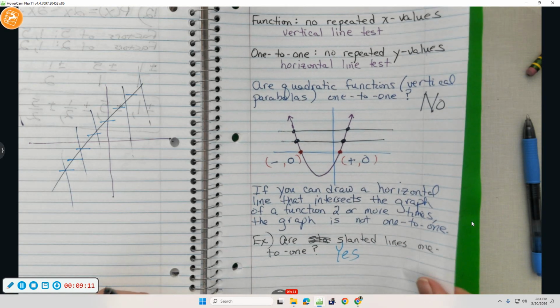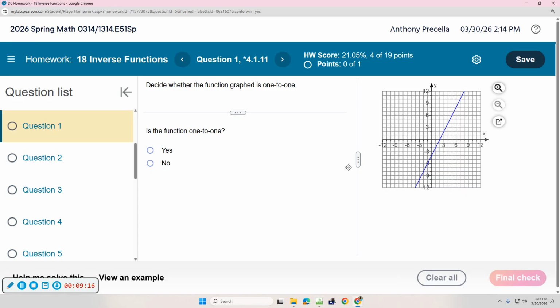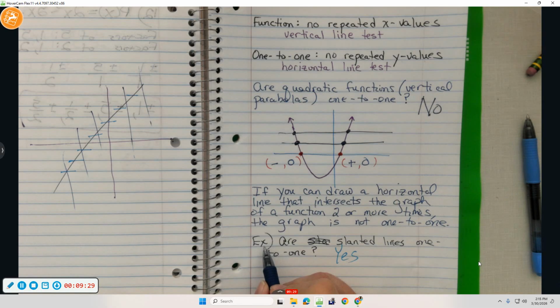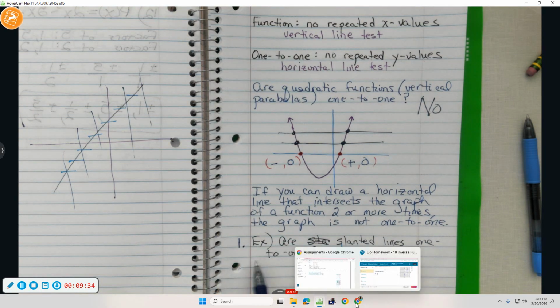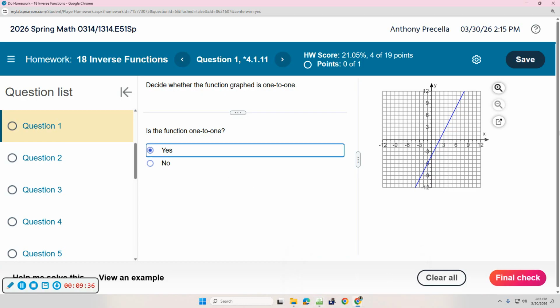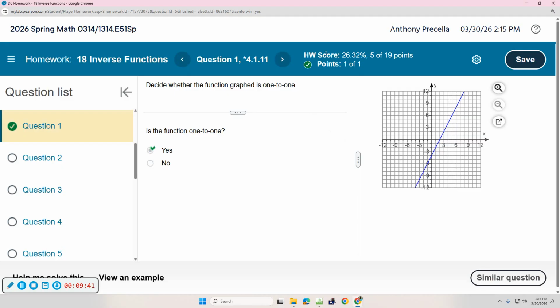Okay? It's time to start doing a problem from the homework before we get kicked out. I pulled it up a moment ago. It's a yes/no question. Is this 1 to 1? Yes, it's a slanted line. Right here where I wrote EX, I didn't realize that was problem 1. Are slanted lines 1 to 1? Yes. Number 2 should be a little bit more.